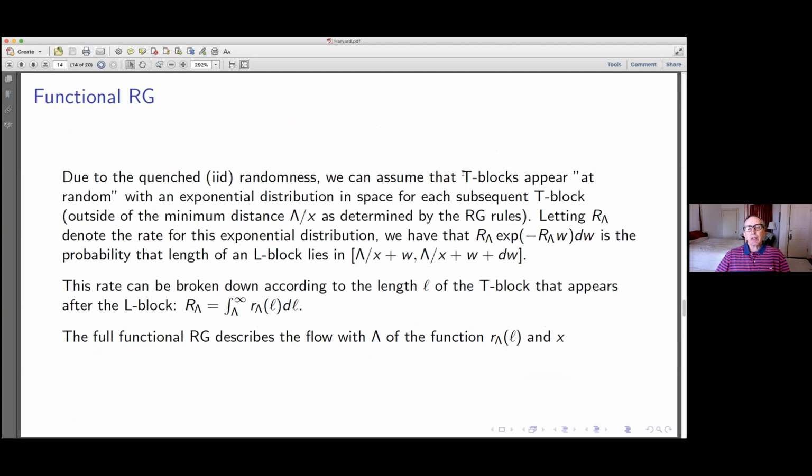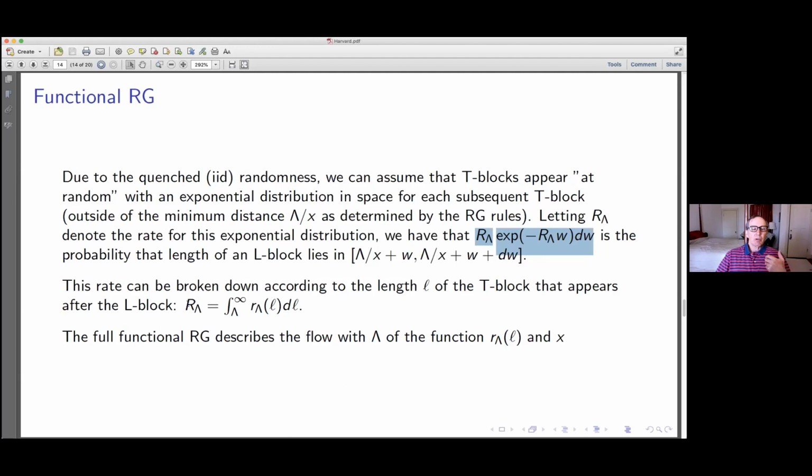So we can assume that these T blocks appear at random, meaning that they have an exponential distribution in space. In other words, each subsequent T block, outside of the minimum distance that's determined by the RG rules, is going to appear with an exponential distribution. And so r e to the minus r l is the probability that the length of an L block lies in this range, lambda over x plus w, to lambda over x plus w plus dw. So if we just have an exponential distribution, that means this r is the rate.